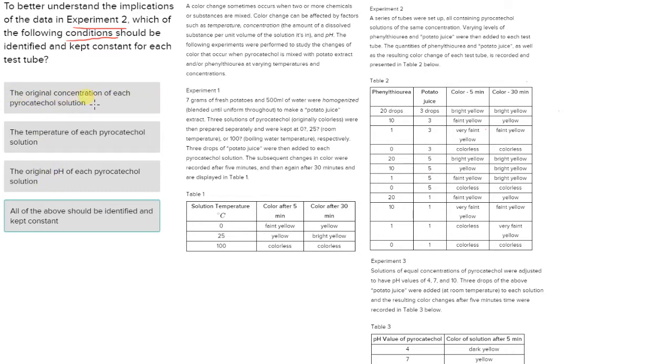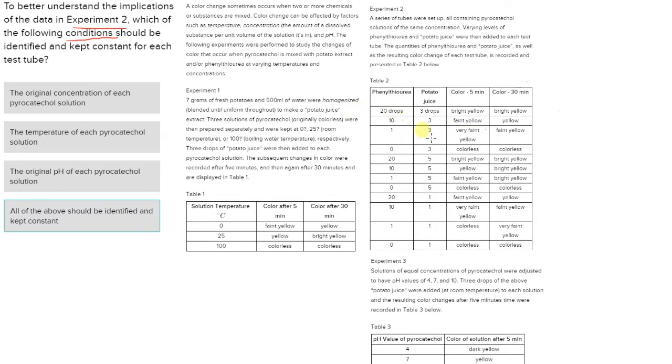The first one asks whether we should identify and keep constant the original concentration of each pyrocatechol solution. And that is a definite yes. If you're confused about that, remember that the whole point of the design of this experiment is to change the levels of phenolthirea and potato juice, mixing those changing levels with a constant level of pyrocatechol. We're trying to see how the color changes as we change these two things, when mixed with this concentration of pyrocatechol.